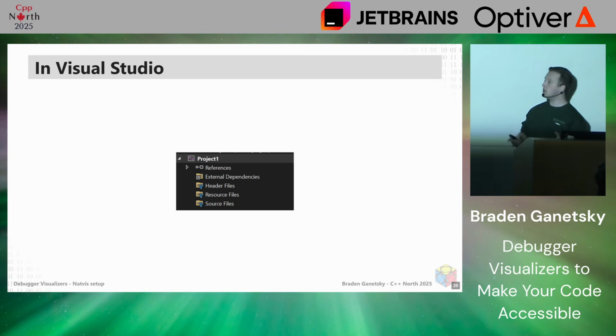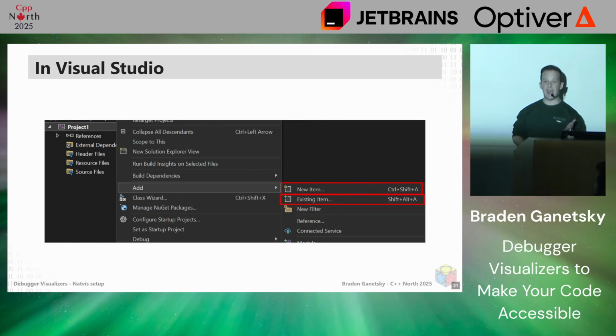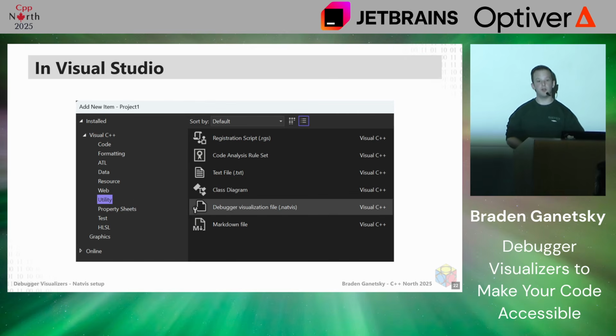So in Visual Studio, you take your project, you right-click on the project, you see this, Add, you go into New Item if you actually want to create a new one. If you already have one, you can add the existing item, but you'll want to add the new item. Once you get to this window, you click Utility, and then you go to Debugger Visualization File, .natvis, you create it, and it exists. And it's in your project, and you get to use it immediately. So that's pretty nice, quite easy.